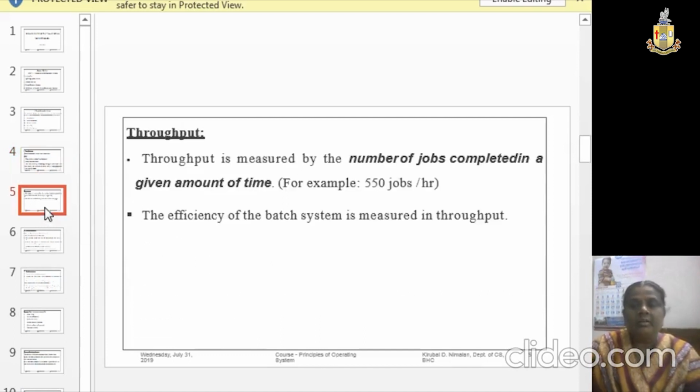For a batch system, the efficiency was measured in throughput. Throughput is nothing but the number of jobs completed in a given amount of time. For example, 550 jobs per hour. That is the throughput of the system, and that gives the efficiency of the system.